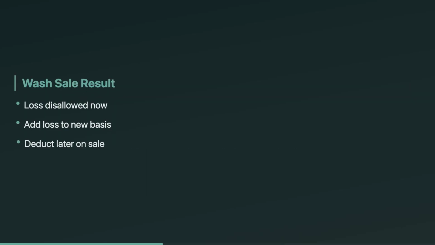Here's the basis move the exam loves. If a $2,000 loss is disallowed under wash sale rules, you add that $2,000 to the basis of the replacement shares. That means your future gain is smaller or your future loss is bigger when you finally sell the replacement shares. So the rule is really about timing. Also remember, buying an option or contract to buy can trigger it too, not just a straight purchase.